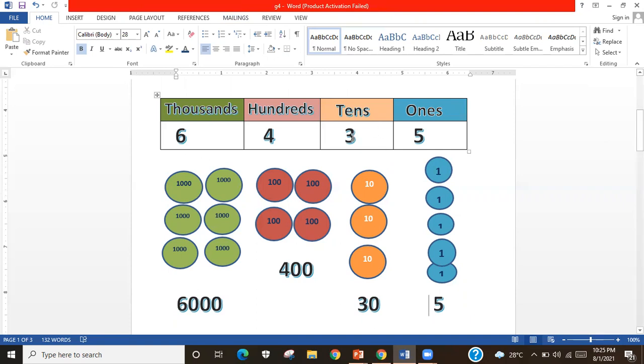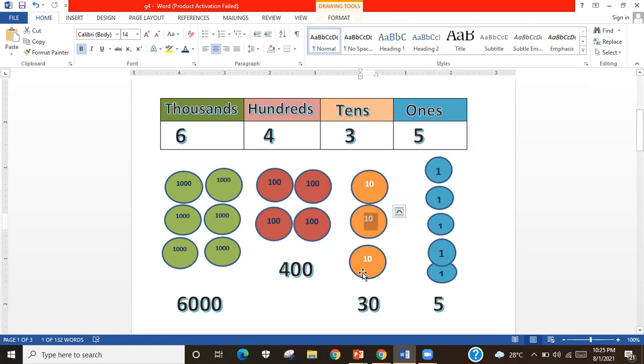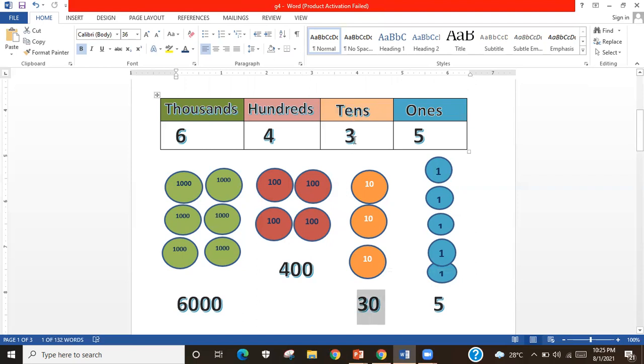Now come to the next column, in orange. You will see 3 orange circles, and each circle shows 10. So you add 10 plus 20 plus 30. That means you have 3 circles of tens, 3 times tens. 3 times 10 means you have 30.